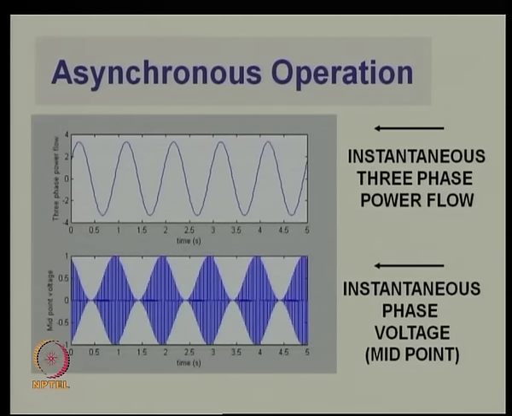It actually jumps around at the difference frequency. So, if you have two sources, one at 50 hertz and one at 51 hertz, and you connect them together, then you will find that the voltages jump around at the difference frequency. The point here is that we cannot operate steadily if we have synchronous machines connected by AC lines operating at different frequencies.